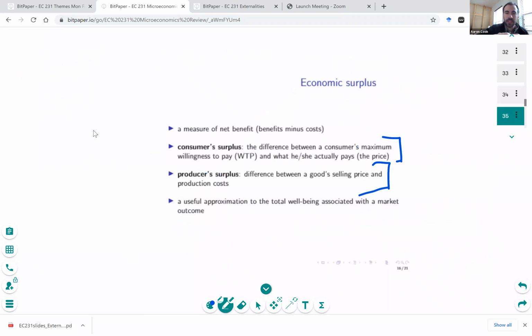Okay, and this is a useful approximation for the benefits of these market transactions to various parties. It doesn't capture everything that we care about necessarily, and we'll talk about that more in the next section where we introduce externalities. But it is an approximation of a lot of the important gains that are being obtained by different parties as a result of being able to make those market transactions.